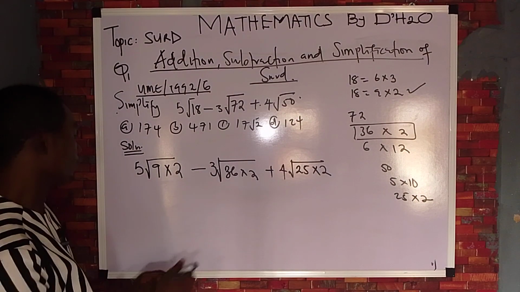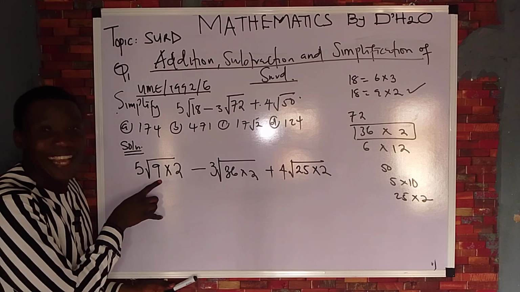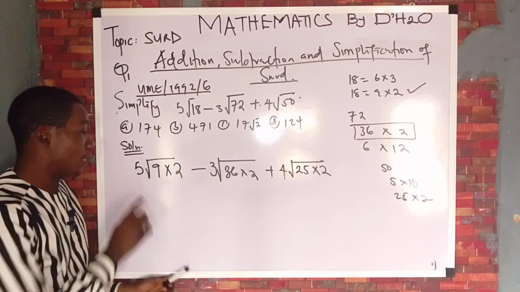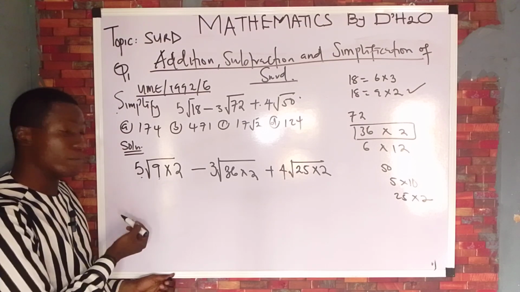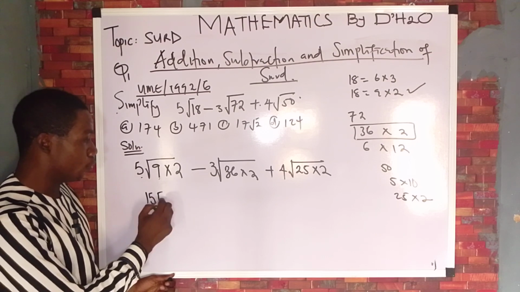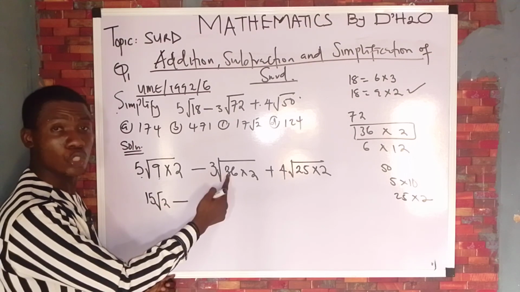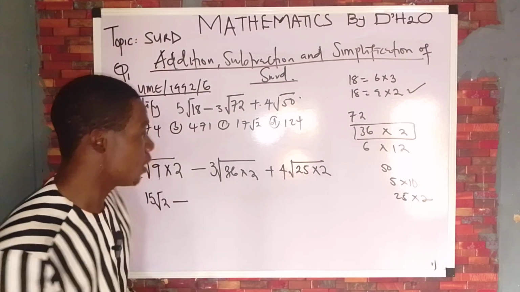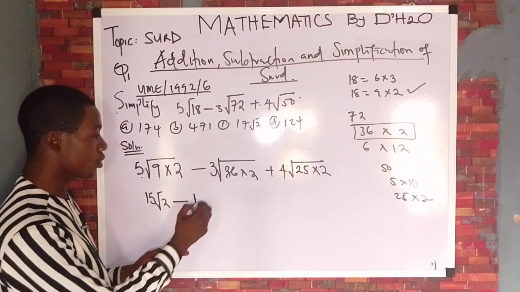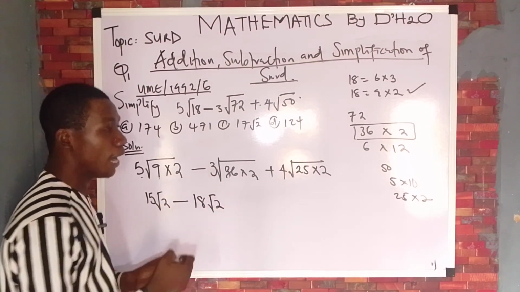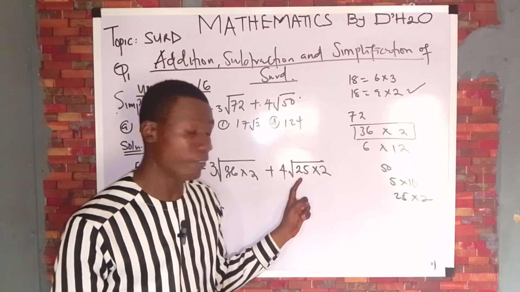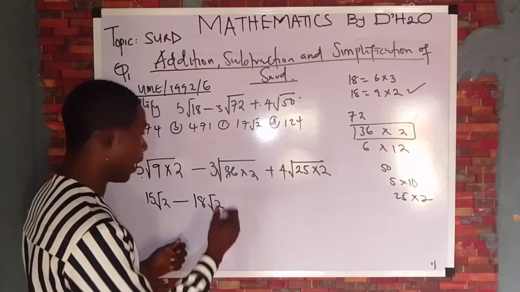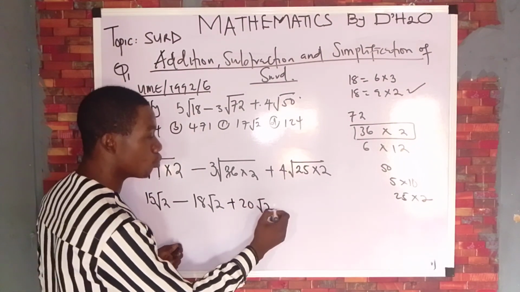So what do we simply do? We have that the square root of 9 is 3. So you can take the 3 to multiply the number here, so that you have 3 times 5 to give you 15 root 2. Minus, what is the square root of 36? The square root of 36 is what? 6. And 6 times 3 will give us 18 root 2. And then the square root of 25 is 5. 5 times 4 will give us 20. So we have plus 20 root 2.